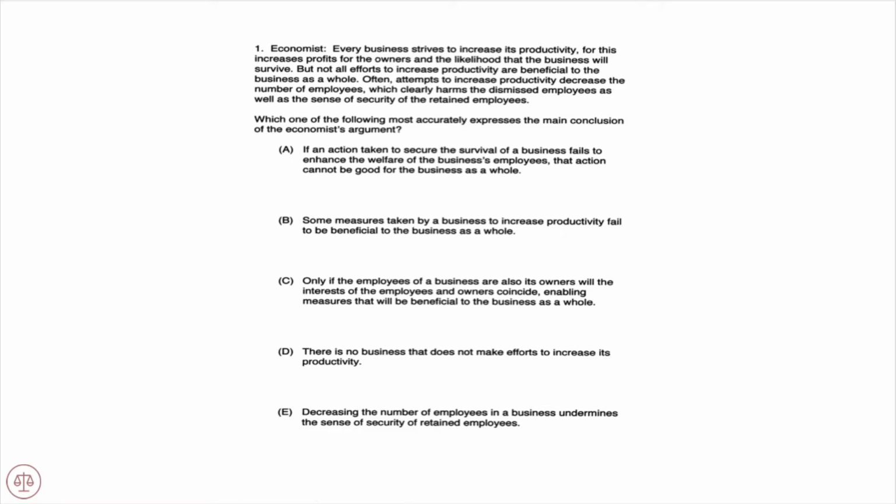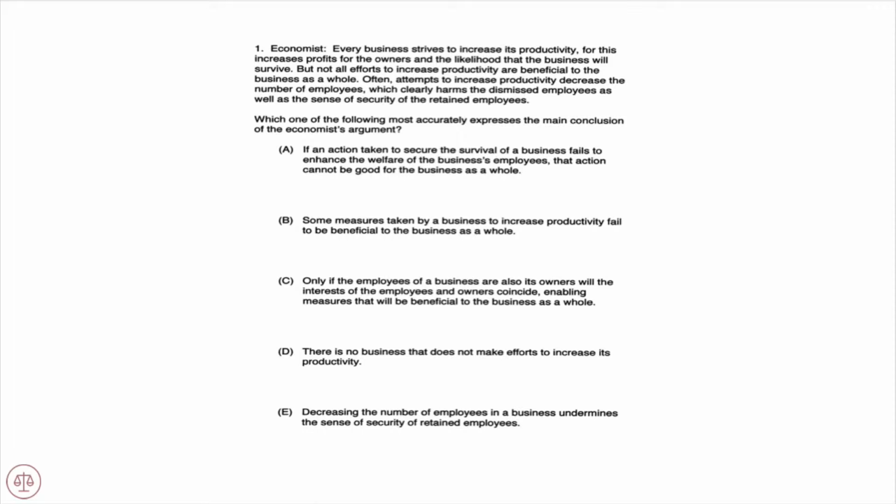Question 1. Economist. Every business strives to increase its productivity, for this increases profits for the owners and the likelihood that the business will survive. But not all efforts to increase productivity are beneficial to the business as a whole. Often, attempts to increase productivity decrease the number of employees, which clearly harms the dismissed employees as well as the sense of security of the retained employees.